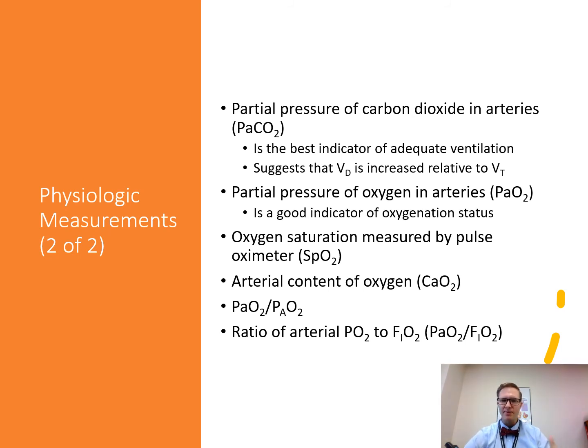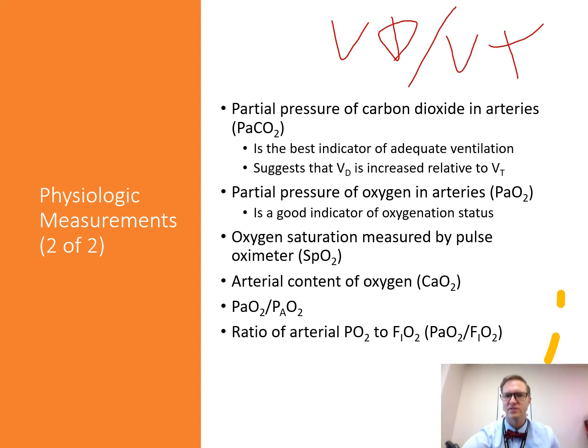In other words, you're not able to get as much CO2 out of your system as you were before with that same tidal volume. So when we're looking at this, this is something called the VD/VT ratio, or dead space to tidal volume ratio. A normal ratio is 0.3 to 0.4 at normal tidal volumes. That's a normal VD/VT. But if it gets to 0.6, that means there's a critical increase in dead space.